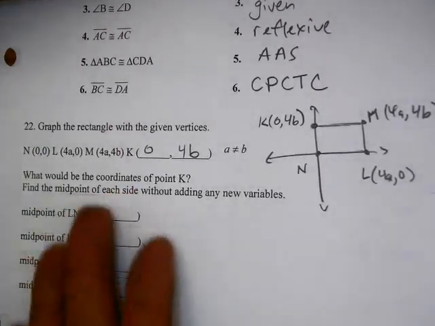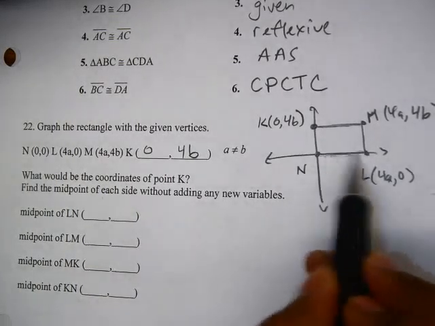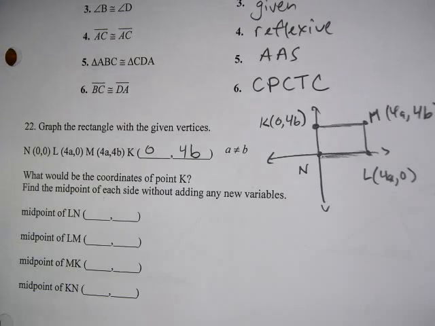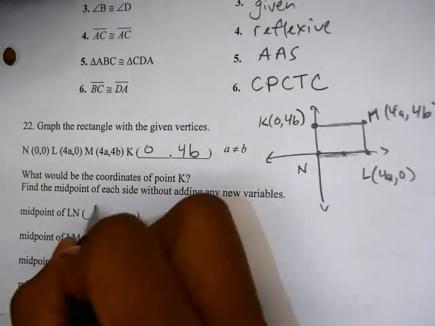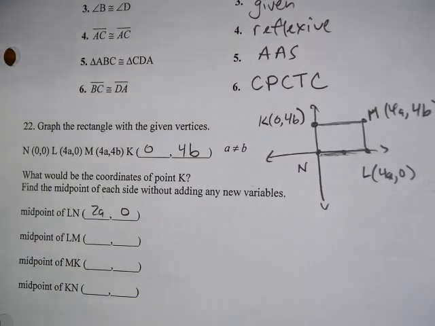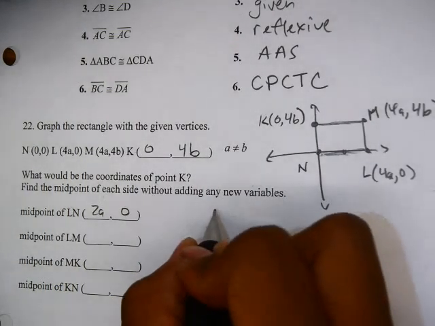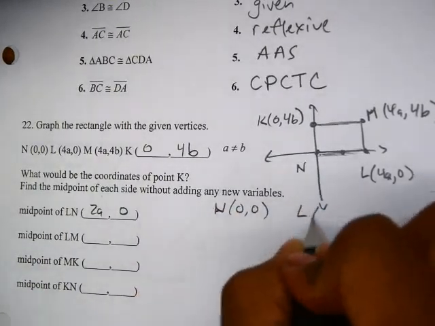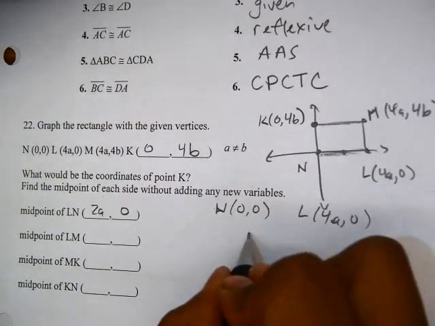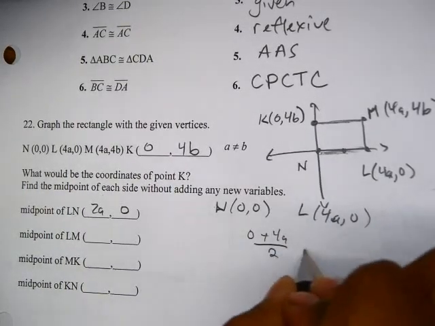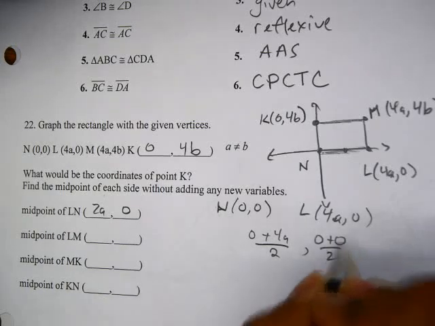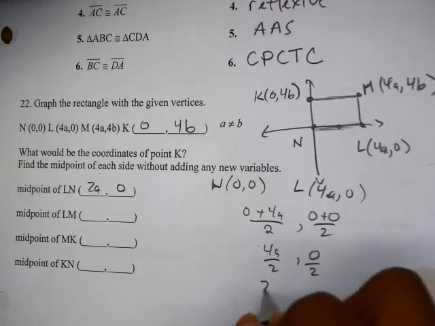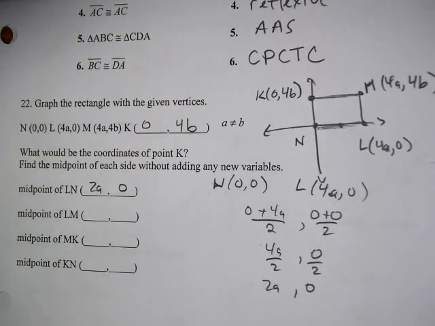And then they asked if I could find the middle of each side. The exact middle between N, which starts at 0, 0, and L, which is at 4a, comma 0. Like right in the middle, wouldn't that just be 2a, comma 0? I could use the midpoint formula, since N is at 0, 0 and L is at 4a, comma 0. I can take the x values and add them up and divide by 2, and the y values and add them up and divide by 2. But I think it makes more sense to use just common sense. So you see I can still get 2a, comma 0.